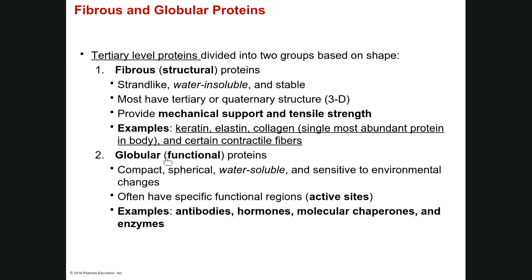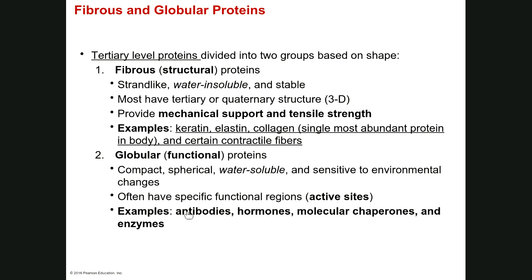So the second class is the globular proteins, and these are the functional proteins. All right, these proteins have important functions. They are going to be water soluble, hydrophilic. The reason for that is because they have to be able to be transported through the bloodstream. Globular proteins have to be able to be transported from one site to another, whereas fibrous proteins just stay where they are. That's why they don't need to be water soluble, because they don't need to go through the bloodstream. They're going to stay right where they are, contributing to the structure of a tissue or an organ.